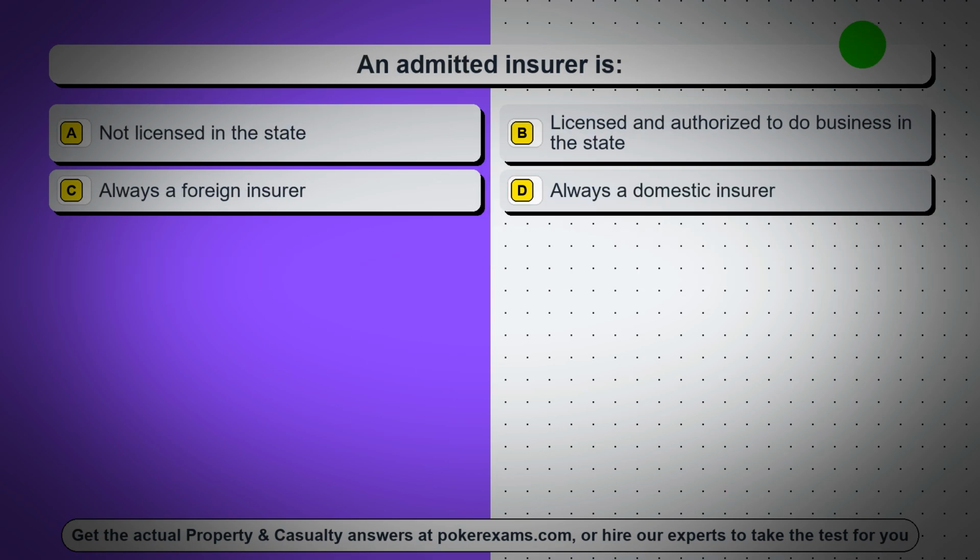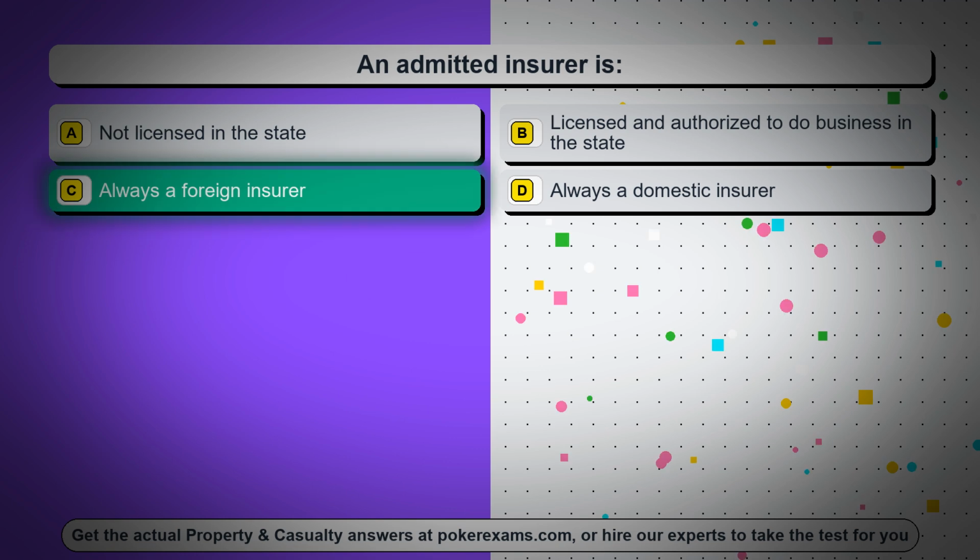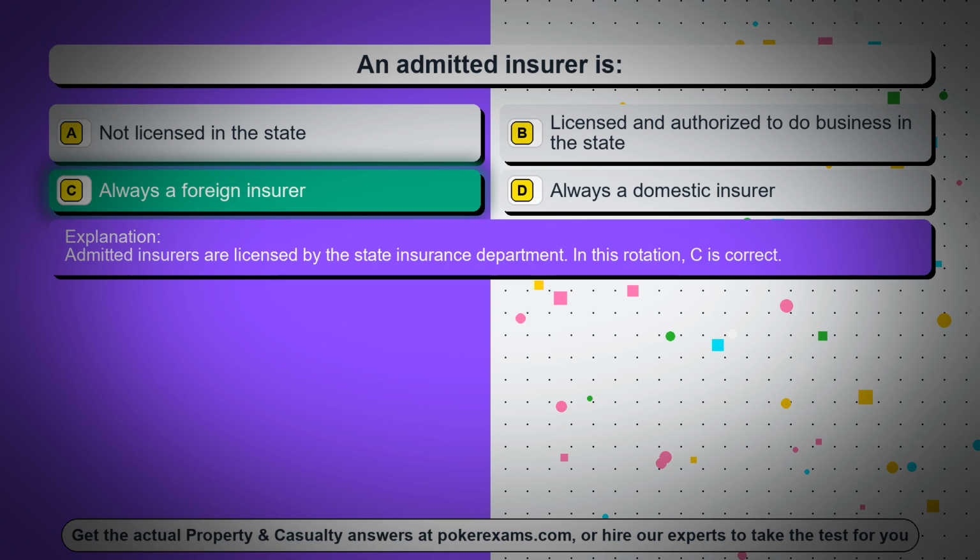Question 24. An admitted insurer is: Option A. Not licensed in the state. Option B. Licensed and authorized to do business in the state. Option C. Always a foreign insurer. Option D. Always a domestic insurer. The correct answer is option C. Always a foreign insurer. Admitted insurers are licensed by the state insurance department. In this rotation, C is correct.